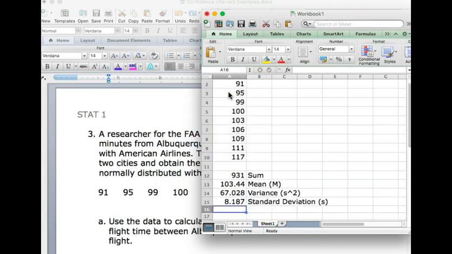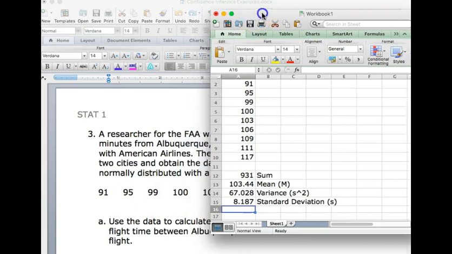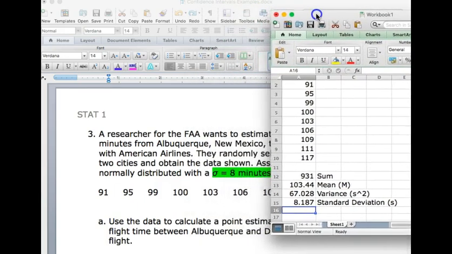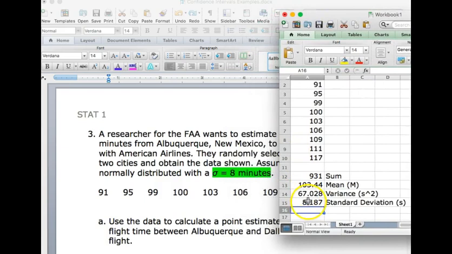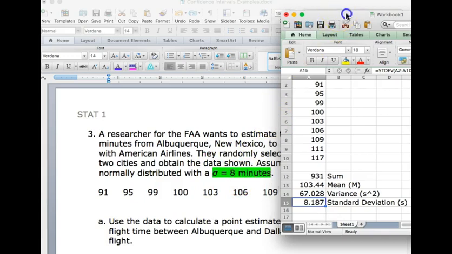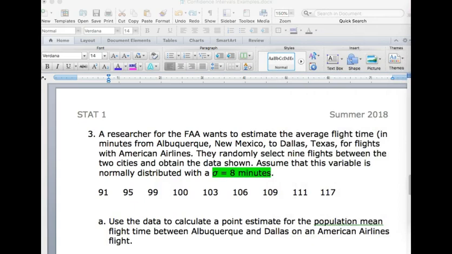It's 8.187 or 8.2, and notice how close our sample standard deviation is to the population standard deviation of 8 minutes, right? So I wanted to show you this really quickly so that you can do the descriptive statistics in Excel, all right? So let's take a look at A.